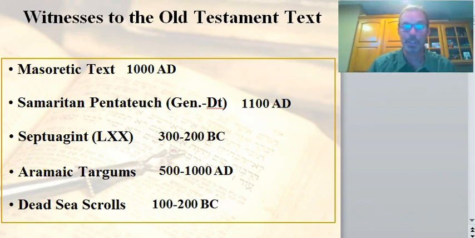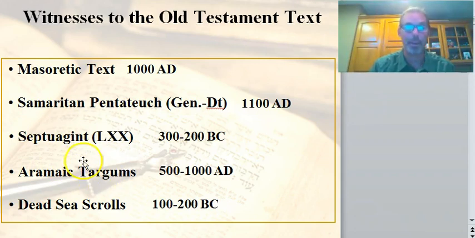Another witness is the Septuagint. Now, the Septuagint is a good witness because it's old, but the bad thing about the Septuagint is that it's not written in Hebrew. The Septuagint is the Greek translation of the Old Testament text. So it's a translation. And as you know, in translations, sometimes you can't actually do a word-for-word translation. There are some differences there.